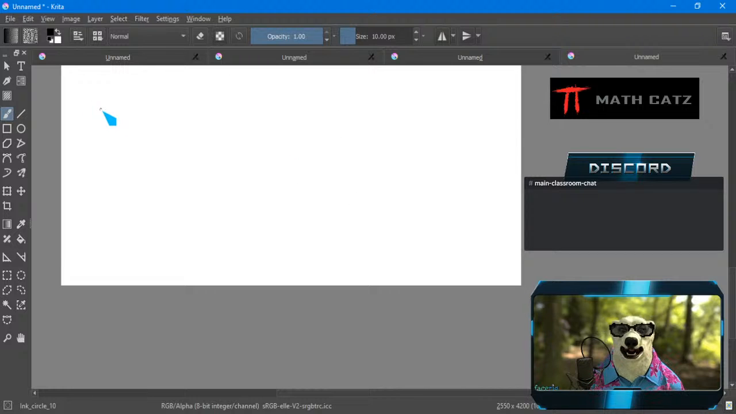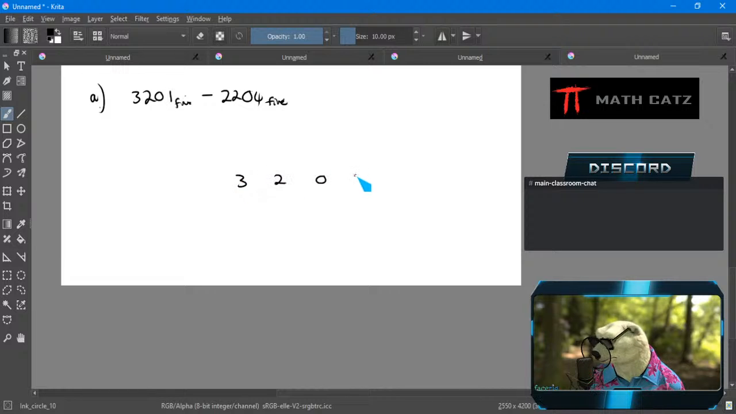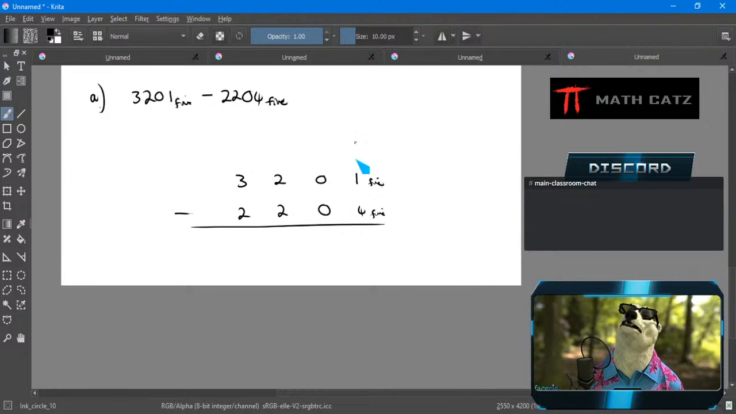We got some space. I think we do. Sure we do. 3201 base 5 minus 2204 base 5. I think I can squeeze it in here. 3, 2, 0, 1, 2, 2, 0, 4. There we go. Okay. Ones column.